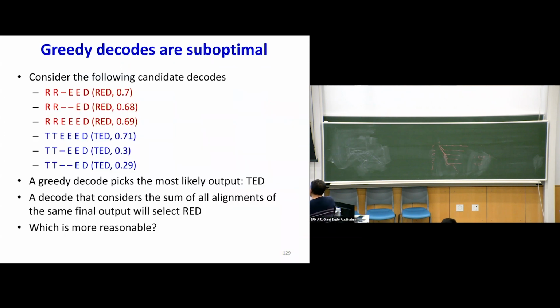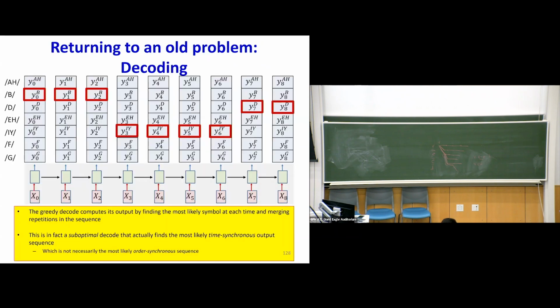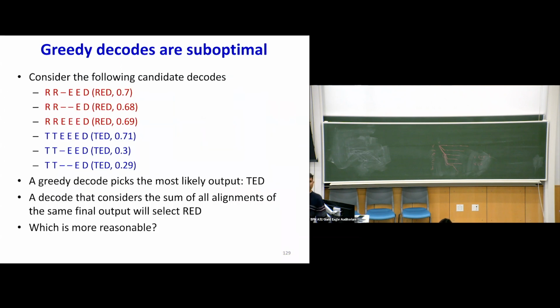Look at this, right? Let's say that from this table, I pulled out a bunch of possible time-aligned sequences. The first one was RR blank EED. The second one was RR blank blank ED, and so on. And each of them has a different probability.